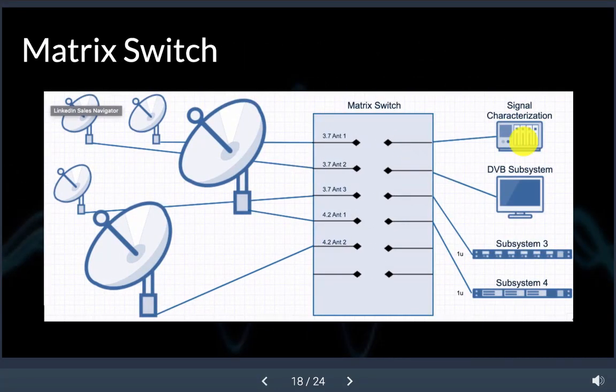This is a very simplified version of it. As you can see, I did 3 3.7 meter antennas and 2 4.2 meter antennas, and I only did one input coming from each antenna. You're actually going to have 2 coming from each antenna, but it would make this diagram look really busy if I had added horizontal and vertical poles coming from each antenna. So we're just going to go with this simplified version, and you can see here you can take your input coming from your 3.7 meter antenna 1 and select it to go to your spectrum analyzer. You could select it to go to your DVB subsystem. You could select it to go to any of your other subsystems, wherever you want it to go, or you can go to multiple ones. Same with all of the other ones.